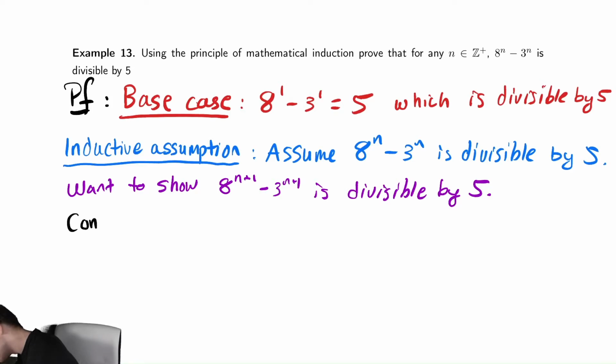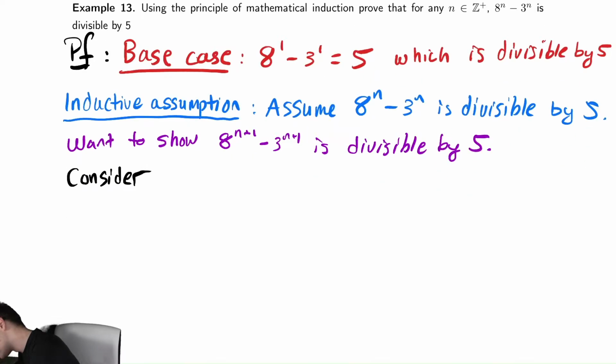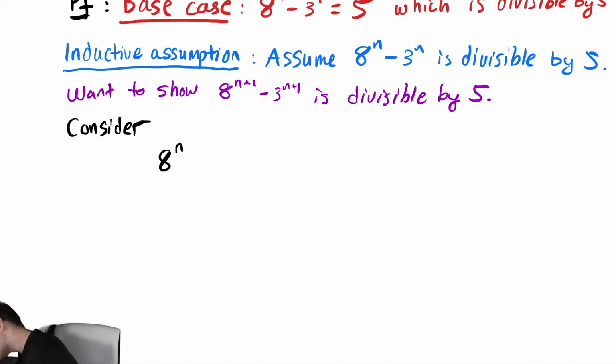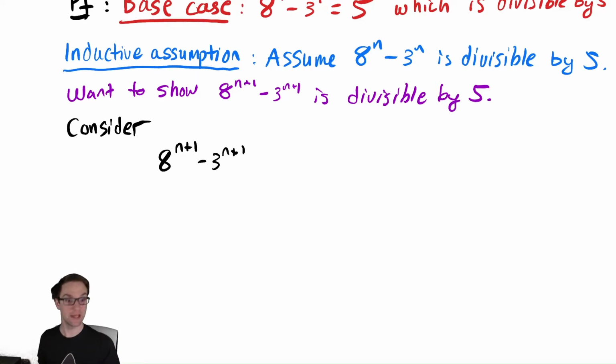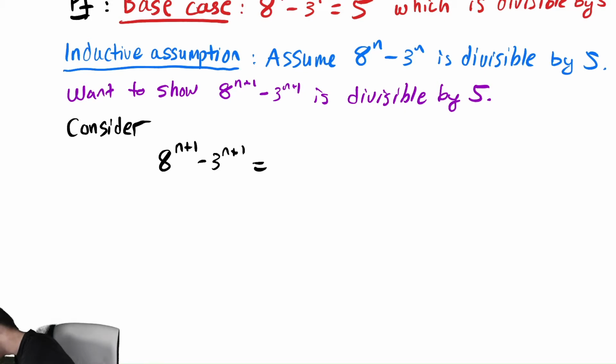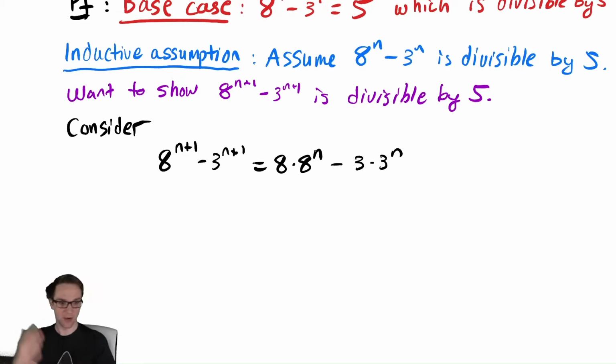So we consider 8 to the n plus 1 minus 3 to the n plus 1. I want to try to make that look like 8 to the n minus 3 to the n so that I can use my inductive hypothesis. This is equal to 8 times 8 to the n minus 3 times 3 to the n. That seems like it's helpful because now I have 8 to the n's and 3 to the n's in the problem. But there's this problem where I can't factor something out of that nicely because the 8 and the 3 can't be combined in a nice way. Exponentials do not work well with addition.